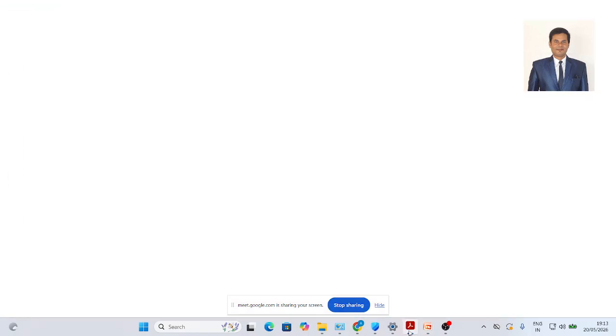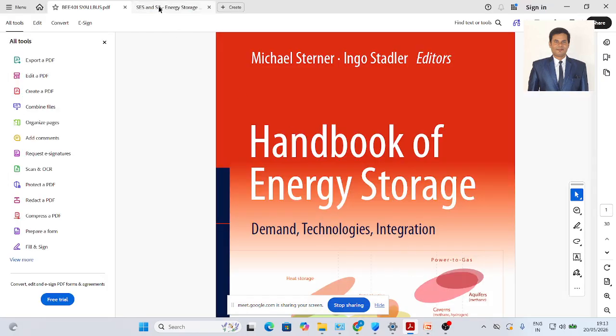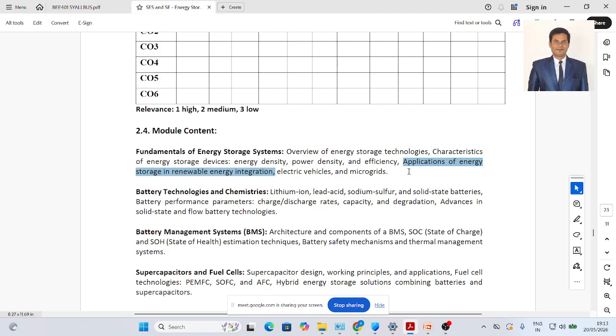So today we'll discuss the upcoming topics: the applications of energy storage in renewable energy integration, and also the characteristics of energy storage devices: energy density, power density and efficiency. In the last class we went through the overview of energy technologies.